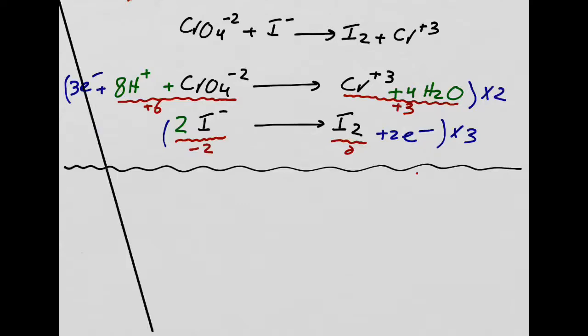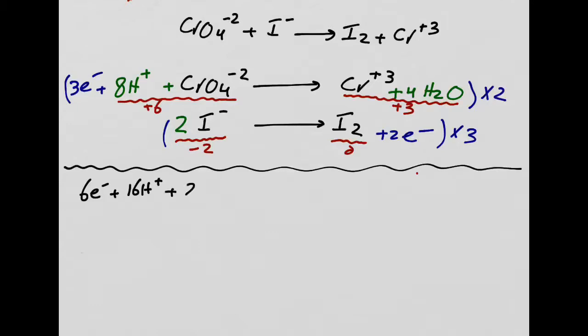I would get 6 electrons plus 2 times 8 hydrogen, that would be 16 H+, plus 2 CrO4 2-, plus 6 I-. Because after I added this, I have to come back here. I'm combining them together. Okay.